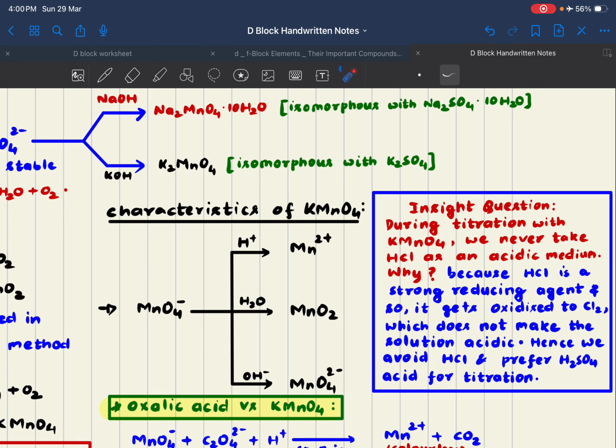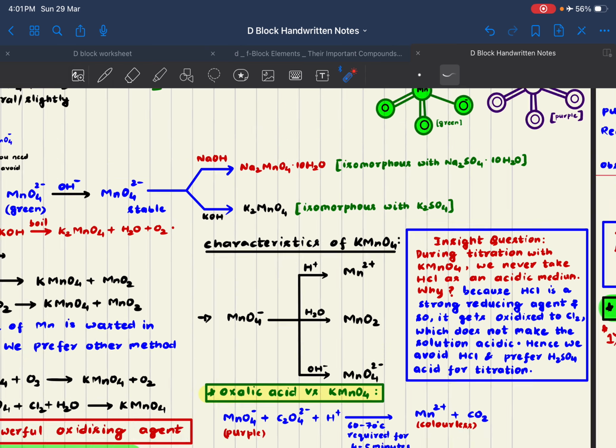The redox reaction will take place, and then Cl minus will change into Cl2. When it forms Cl2, the solution will no longer remain acidic, but for titration we prefer an acidic medium. So in short, HCl does not help in making the solution acidic because of KMnO4, because it undergoes oxidation. That's why we don't prefer it, and for that purpose we prefer sulfuric acid. Hope this is clear, guys.